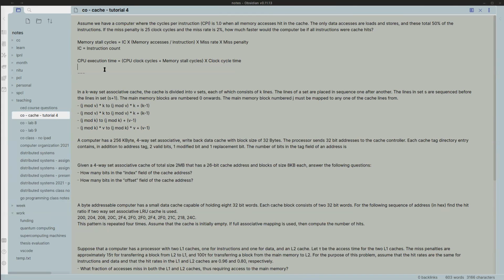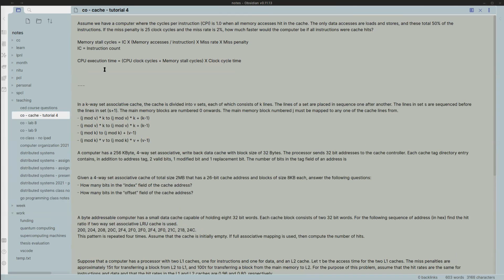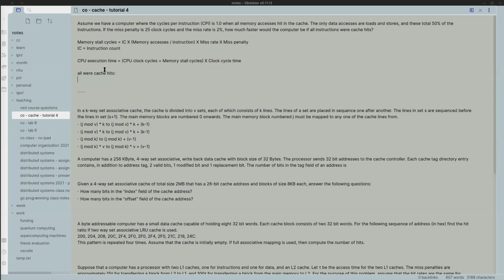Okay, so let's try to do this problem. Let's assume it's always how much faster it is if all were cache hits. So let's say all were cache hits. Then what is the CPU execution time? CPU execution time is the CPU clock cycles, that is the instruction count into clock cycles per instruction, CPI. So that is the CPU clock cycles.